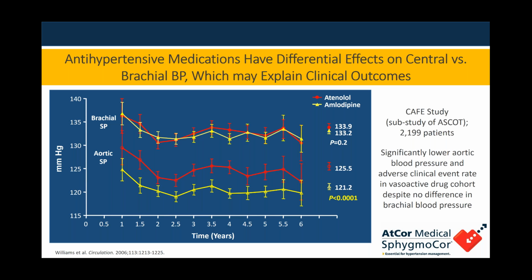Furthermore, this difference appeared to explain the statistically significantly improved clinical outcomes in the amlodipine-based group with respect to a composite adverse cardiovascular endpoint. Again, brachial blood pressure did not change appreciably or significantly between the groups, but central did, and the outcomes were different, explainable by the central blood pressure differences in the treatment groups.